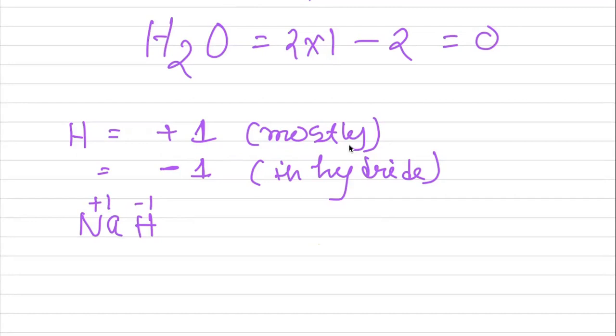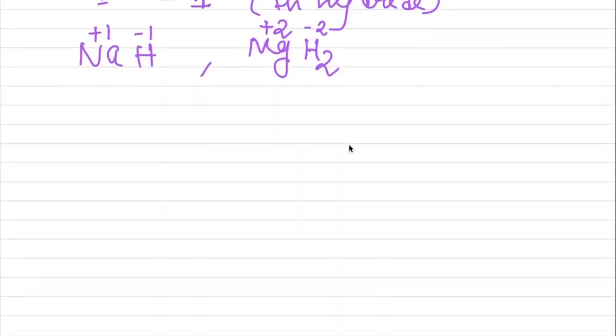Yes, ma'am. In magnesium hydride, magnesium will always have a +2 oxidation state. Here 2 hydrogen atoms are there, so 2 hydrogen atoms total -2 means 1 hydrogen atom is -1. So in the case of hydrides only, hydrogen will show its negative oxidation state. Otherwise, in most cases, hydrogen will show a +1 oxidation state. Clear? Okay, so let's start calculating oxidation state.